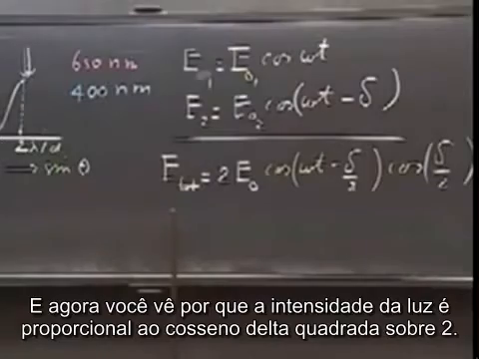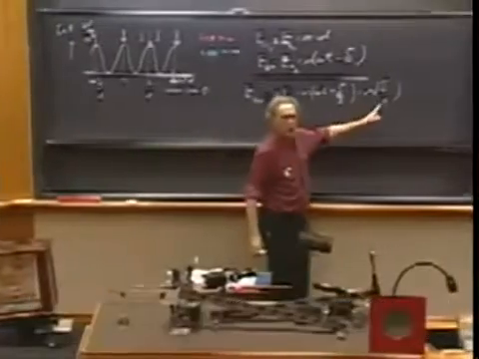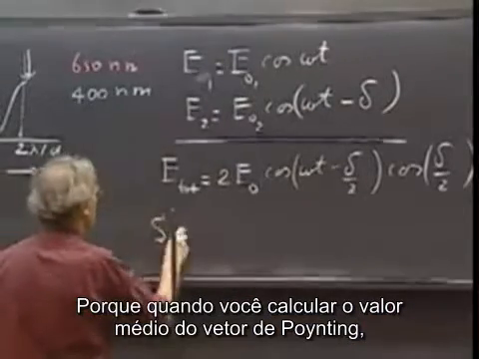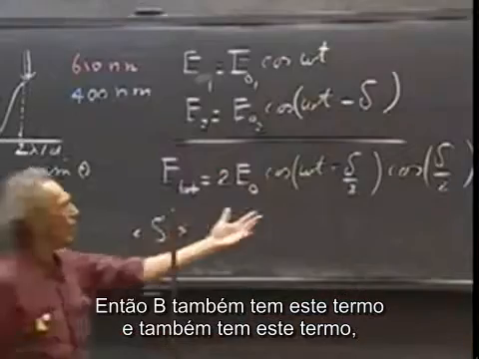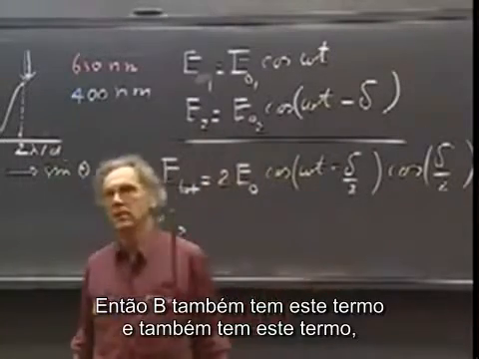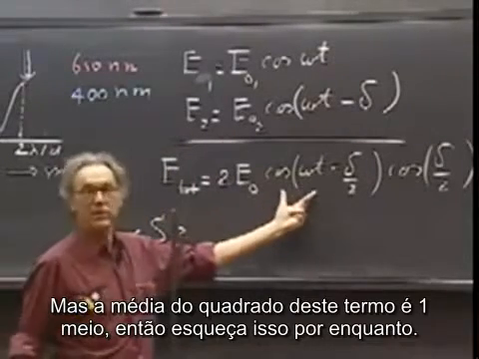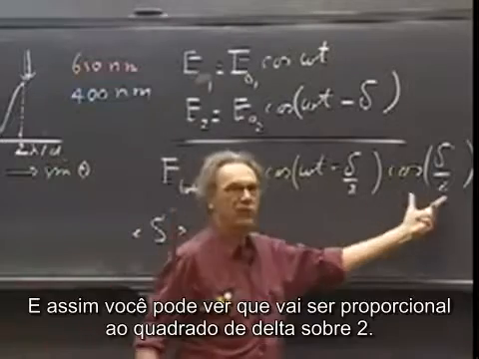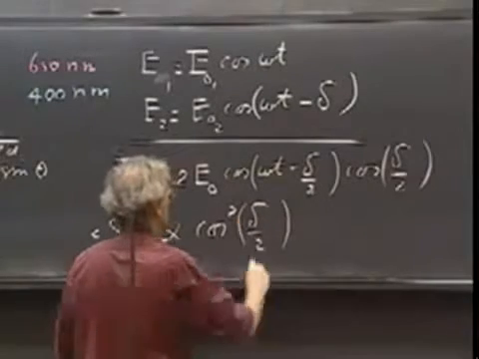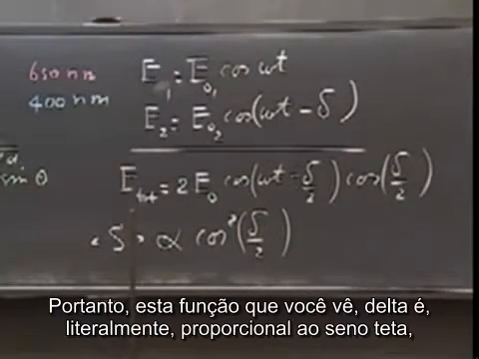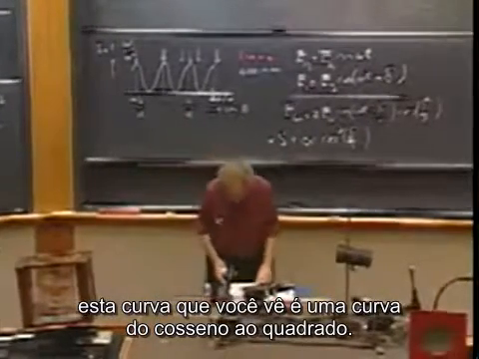And now you see why the light intensity is proportional to cosine square delta over 2. Because when you calculate the mean value of the Poynting vector, you have to take E cross B. And so B also has this term, and so you get the square of this term. But the average of the square of this term is 1/2, so forget that for now. And so it is going to be proportional to the square of cosine delta over 2. Delta is linearly proportional to sine theta, so this curve that you see is a cosine square curve.